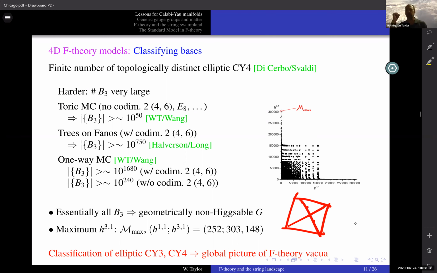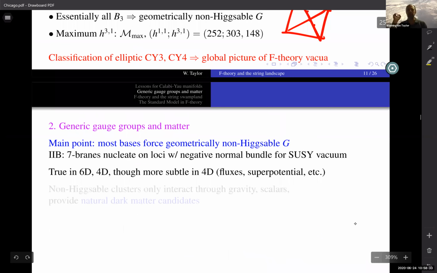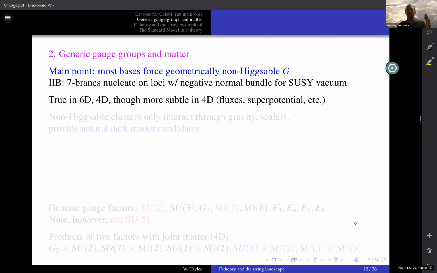Okay. Let me now jump to the second thing, which is, okay, now we have a big picture of the space of F-theory compactifications. What's typical? So the question is, if we look at a random one of these things, what kinds of gauge groups do we get? And if we fix the gauge group, what kind of matter do we get?